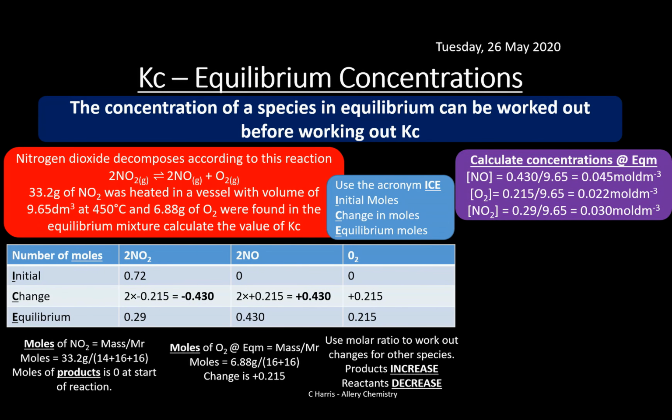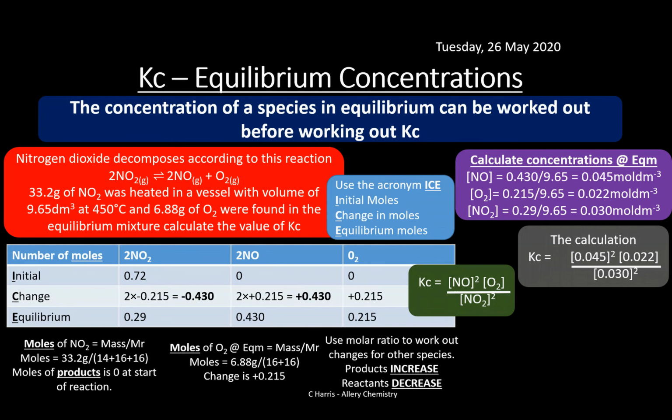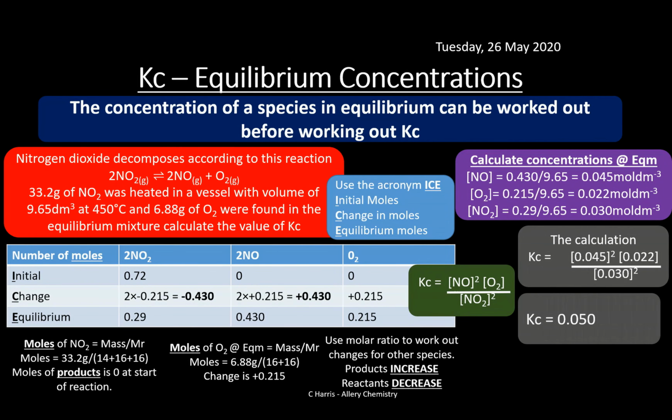Okay, so now we've got our concentrations, we can then finally put this into our Kc expression. So our Kc expression, remember, is products divided by reactants. Okay, so that's it there. We put our numbers in that we've just worked out there. Remember to square some of the numbers because they've got a value of 2 in the molar ratio. And then we get a value of Kc, in this case, to be 0.050.